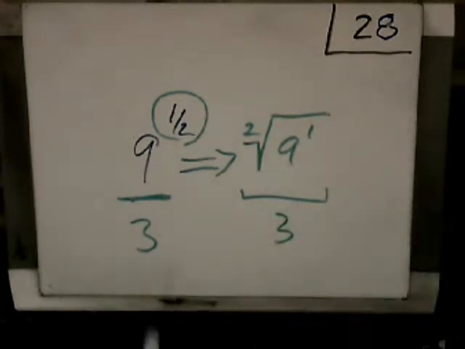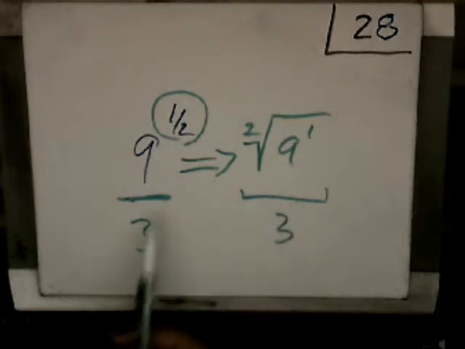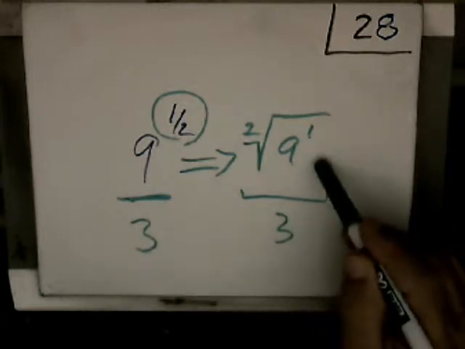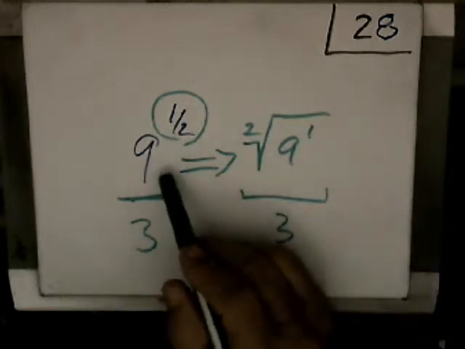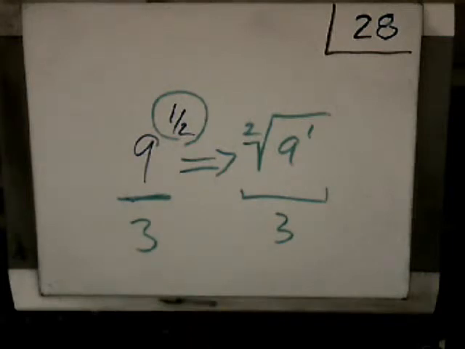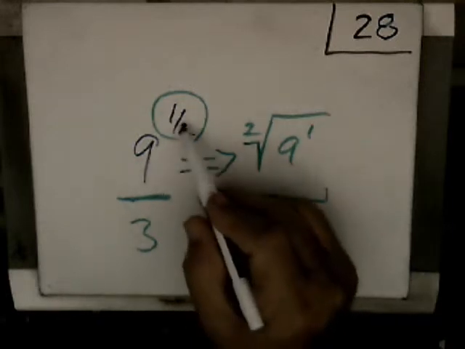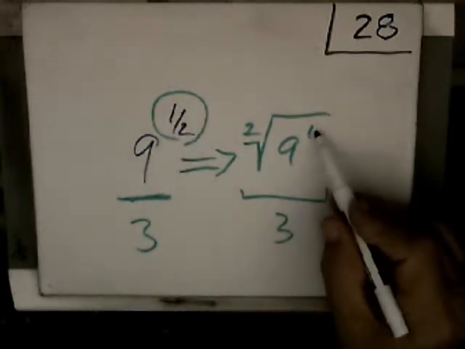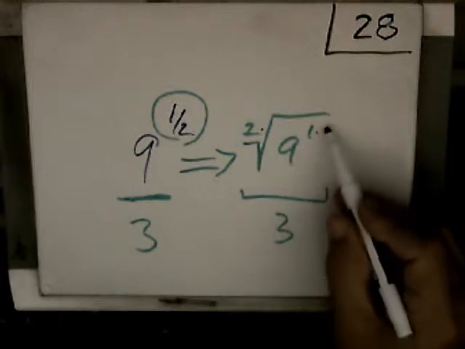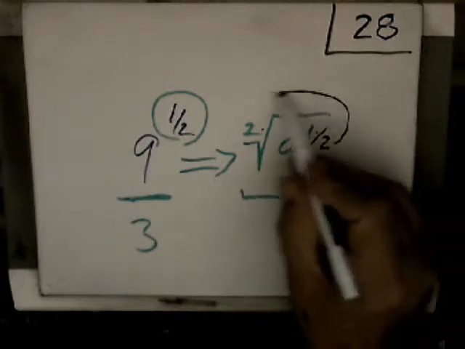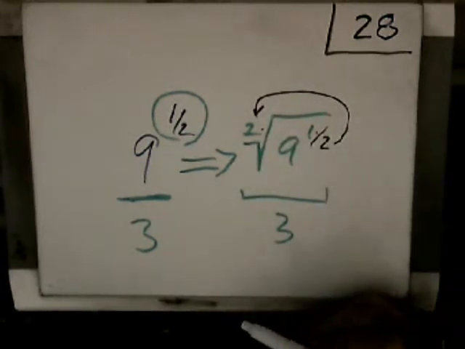Sometimes they will ask you just to convert one to the other. They might give you this and say put it in exponent form, or give you this and say put it in radical form. So the easiest way to look at this is the number, that number divided by that. 9 to the 1 divided by 2. I take the 2 out there and I stick it on the index.